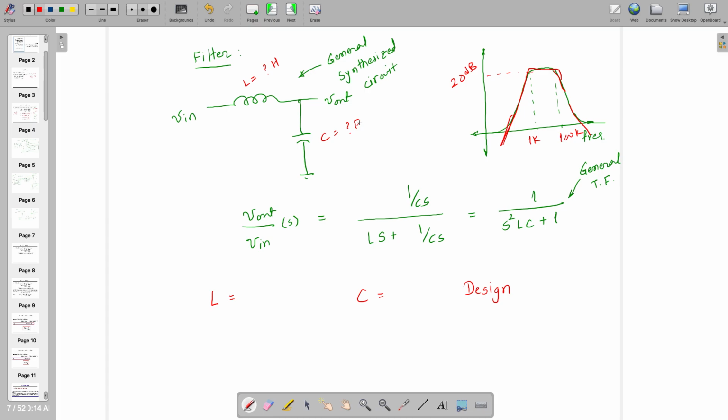So analysis, synthesis, and design. Design you are going to study maybe in the next course, whichever you are going to study, either on the digital side or maybe on the analog side. In DSP generally people are designing all the filters, which are digital filters.